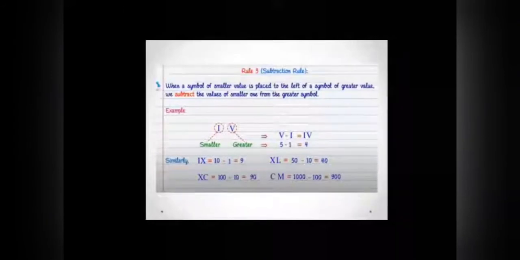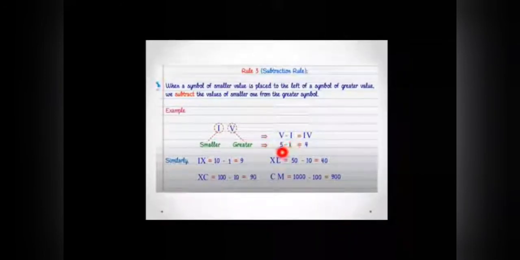Here's another example, X. So X is 10. So X plus X, that is 10 plus 10, is 20. As you can see here, X is written 3 times. So I'm going to add 10 3 times. That makes it 30. In this example, it is C and C. So 2 times C. C stands for 100. 100 plus 100 is equal to 200. So this is called the repetition rule, where the letters are repeated, which means you are going to add them.